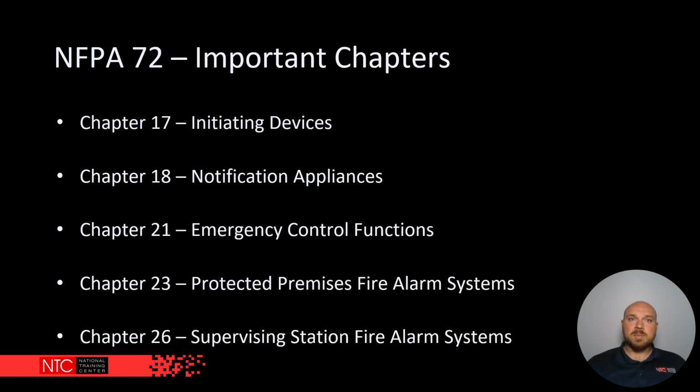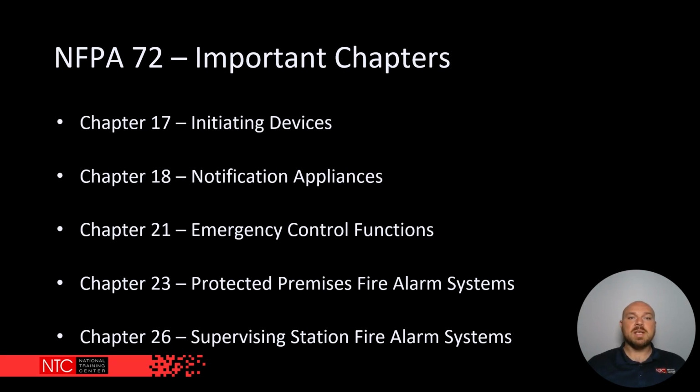Important chapters when it comes to NFPA 72. Chapter 17 is your initiating devices, everything that sends an alarm or supervisory signal. Chapter 18 is your notification appliances, whether we're using horns and strobes or horn strobes or speakers and strobes or speaker strobes. Chapter 18 is going to tell us the information about notification appliances.